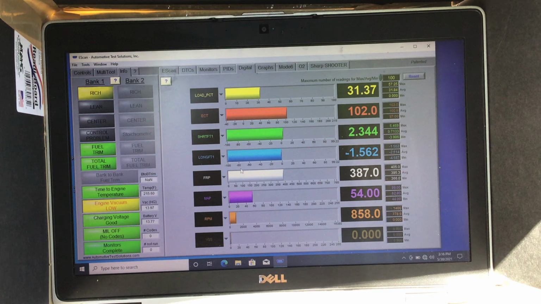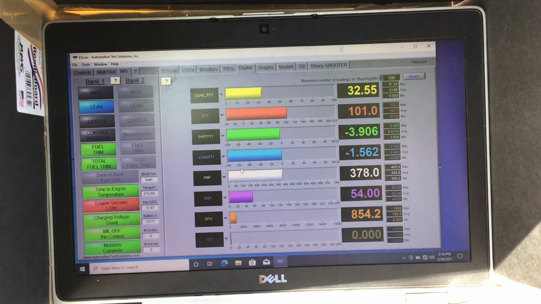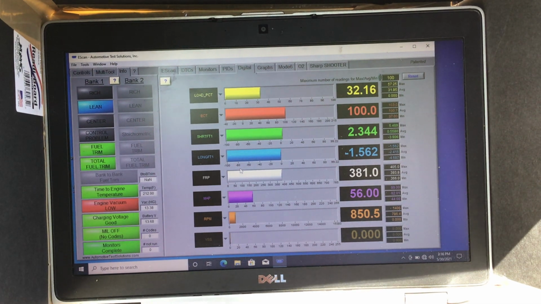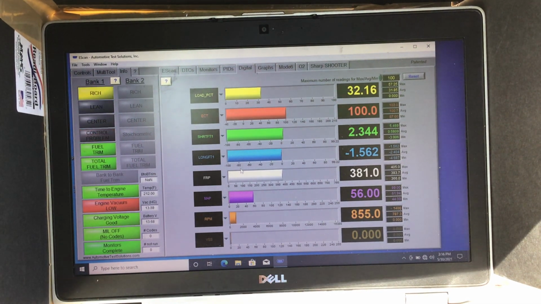And for some reason, our fuel trim looks like it's switching rich to lean, as we can see in the upper left side of the scan tool. This vehicle is asymptomatic. It does not have any check engine lights, any problems. It's idling in park. It's at operating temperature.